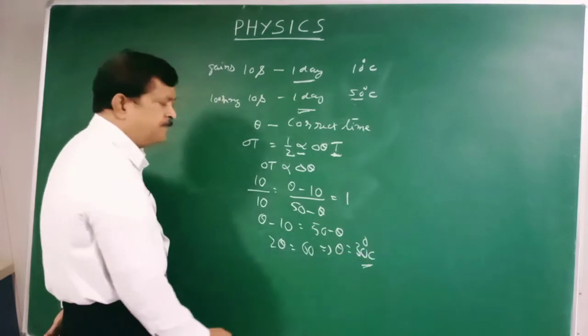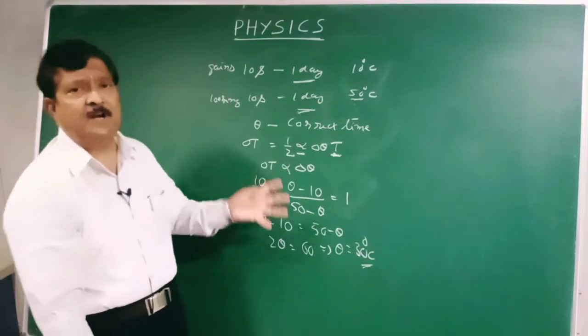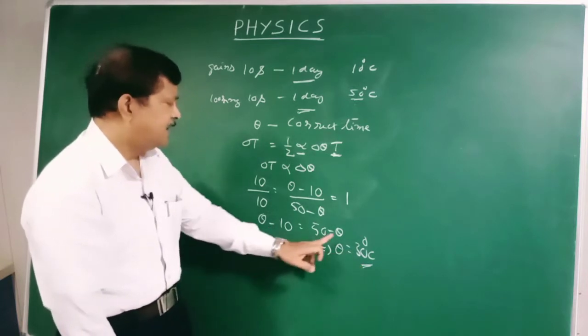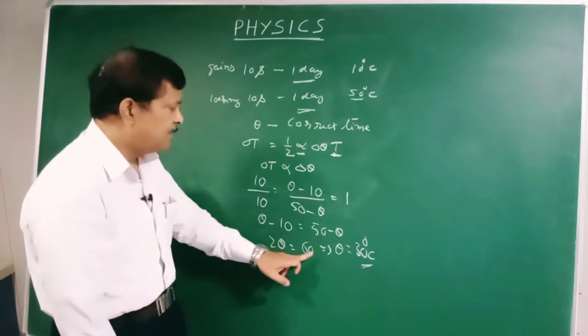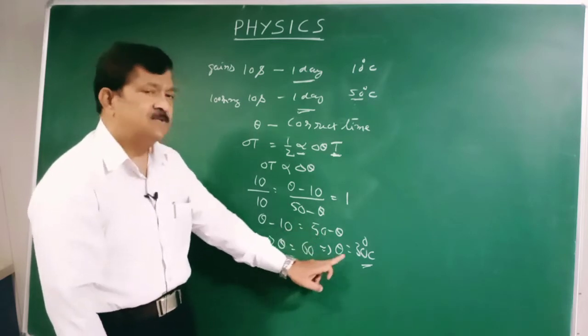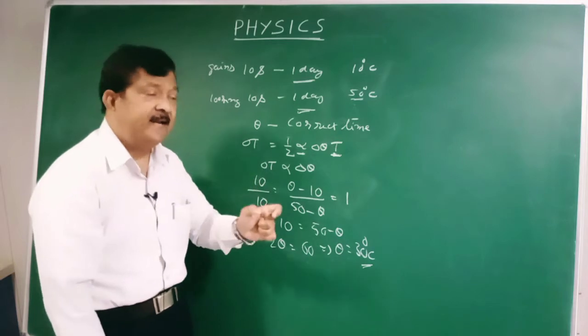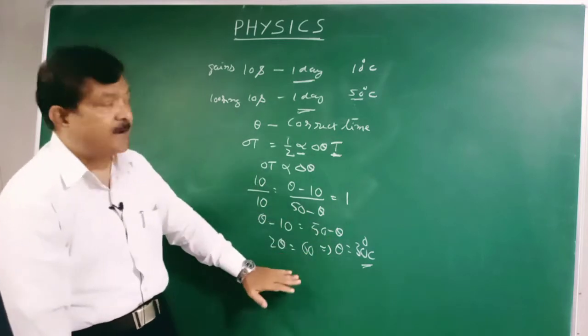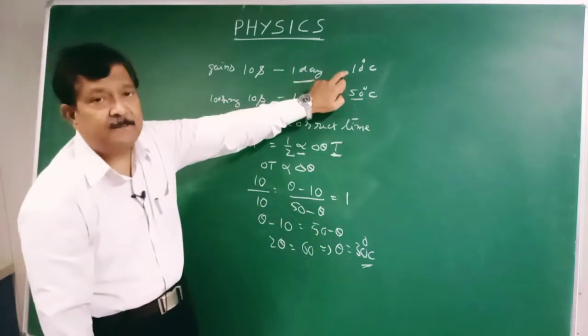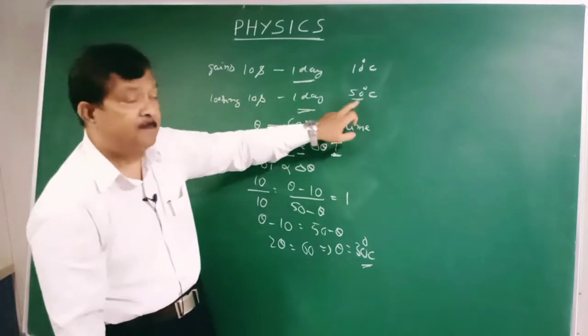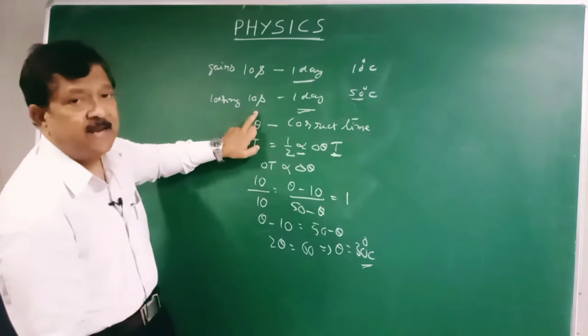That means this clock will show you correct time at a temperature of 30 degrees centigrade. Taking this theta to the other side, 2 theta becomes 50 plus 10, 60, so theta is 30. That means at temperature theta, 30 degrees centigrade, it shows the correct time, and because of decrease of temperature by 10 degrees, it is gaining time here, and because this is higher temperature, it is losing 10 seconds of time.